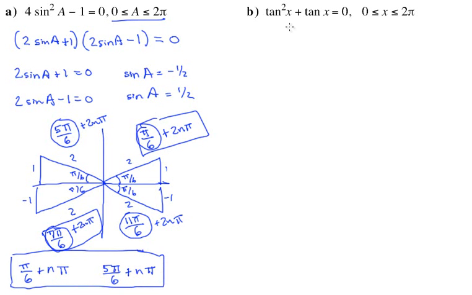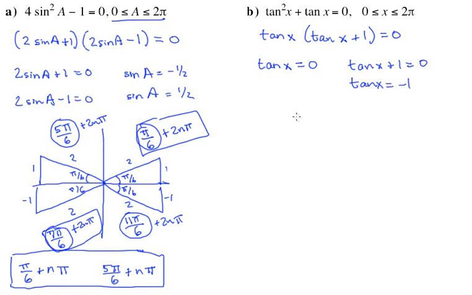Over to this next one. Tan squared x plus tan x. This is like t squared plus t. There's a common factor which you take out first. And that leaves us with tan x times tan x plus 1 equals 0. And that gives us 2 first-degree equations. When we break it up, we get either tan x equals 0, or we get tan x plus 1 equals 0, which tells us tan x is -1.